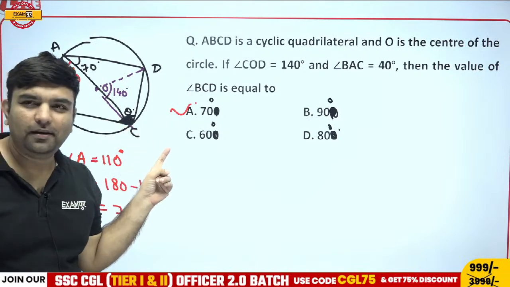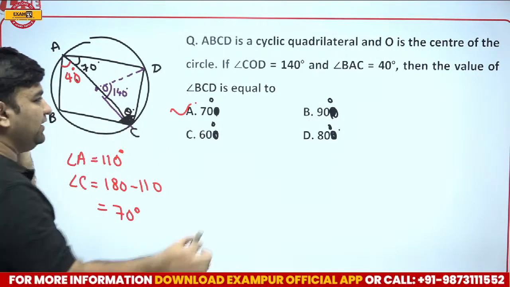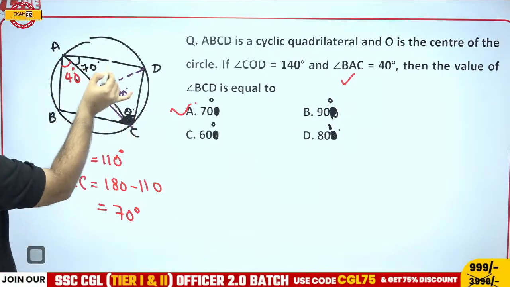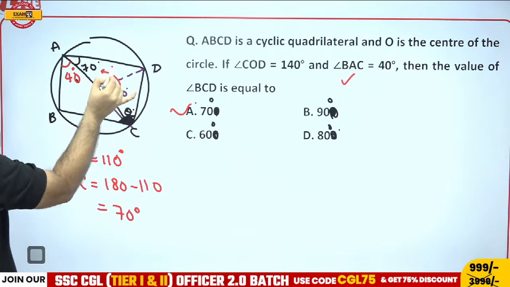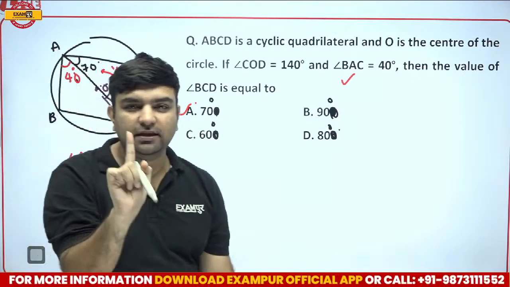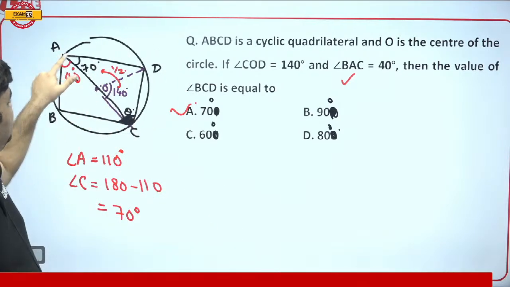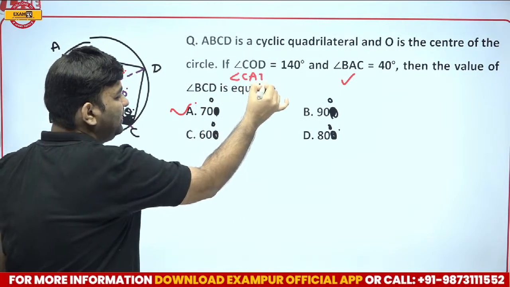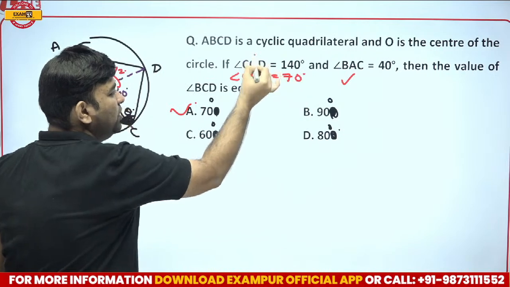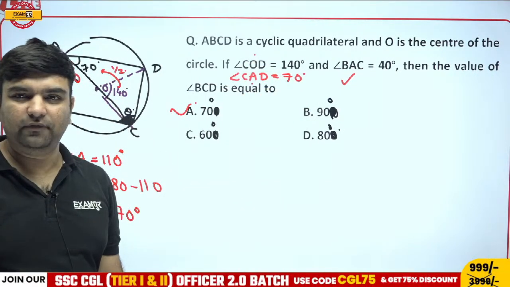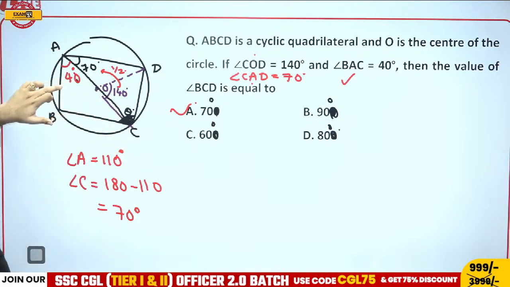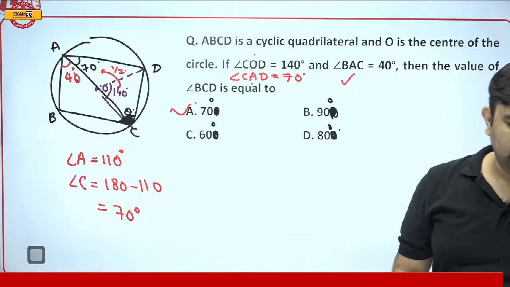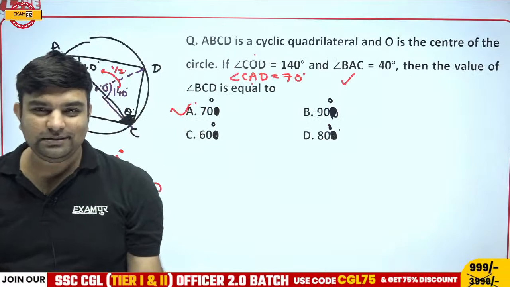Just a single step. BAC is already given. I just find out this CAD as half of 140. Angle CAD is half of angle COD, because O is the center and A is any other point on the circumference. 70, one is given, 110. So opposite angle is 180 minus 110, 70 degrees. That is what the circle says.